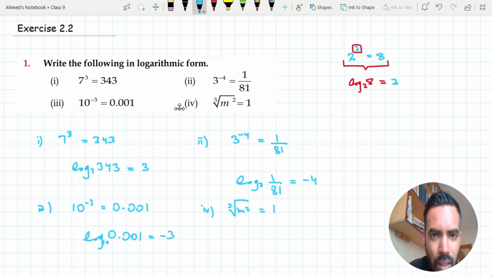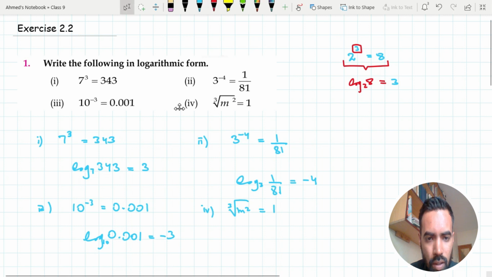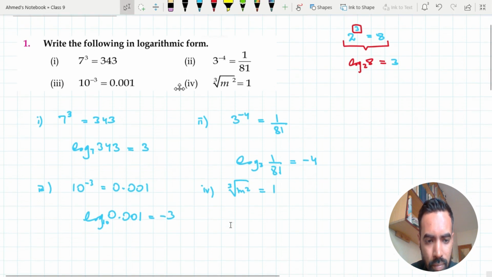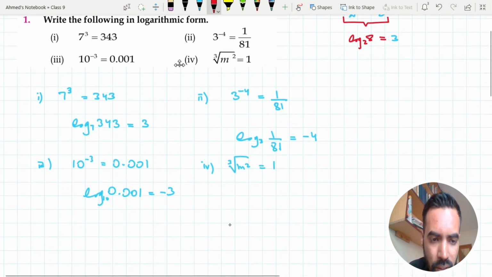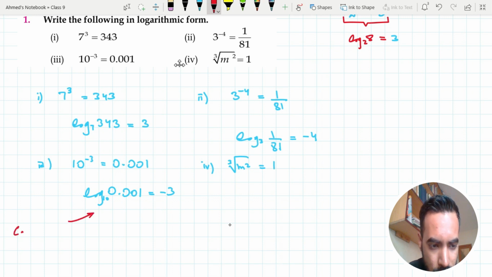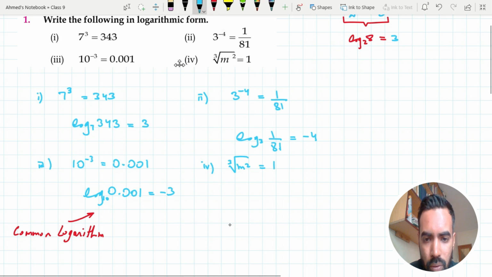And here I had already told you that log with base 10, when the log has a base 10, it is called common logarithm. And in common logarithm we don't say it like log 0.001 with base 10. It is just said as log 0.001 equals minus 3. Now look at part 4.